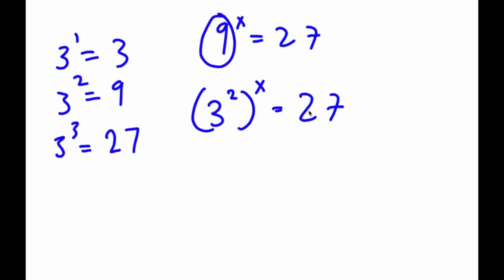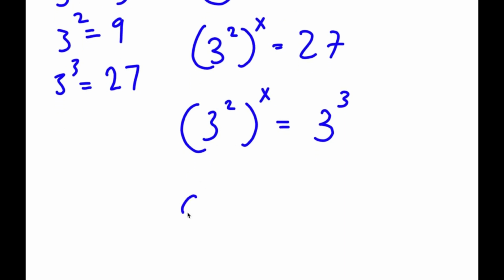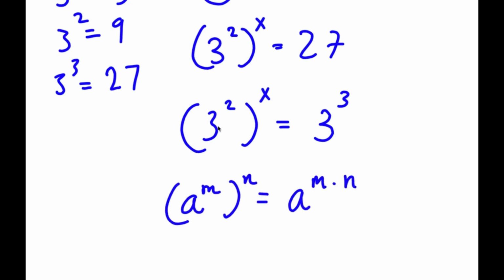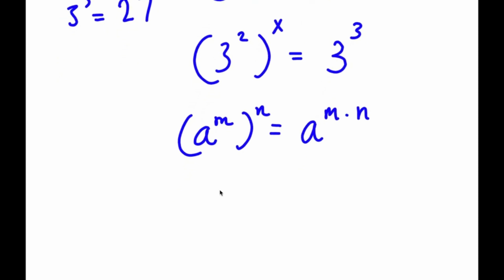So I can rewrite 27 here as 3 to the power of 3. So now I have 3 to the power of 2 to the power of x is equal to 3 to the power of 3. Now if I have something in the form a to the power of m to the power of n, this is equal to a to the power of m times n. So 3 to the power of 2 to the power of x is going to equal 3 to the power of 2 times x, which is simply 3 to the power of 2x. And this is equal to 3 to the power of 3.